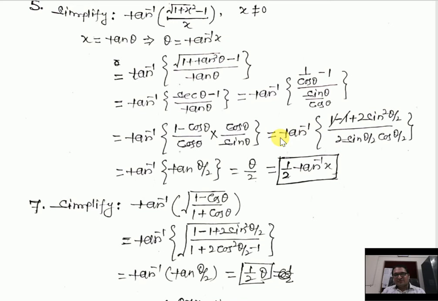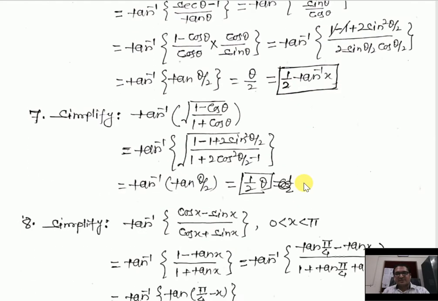The value of sin theta is equal to what? 2 sin theta by 2 cos theta by 2. Now 2 gets cancelled, sin and sin get cancelled. So sin theta by 2 upon cos theta by 2 is tan theta by 2. So tan inverse and tan eliminated, theta by 2. What is the value of theta? Tan inverse x, so half of tan inverse x.